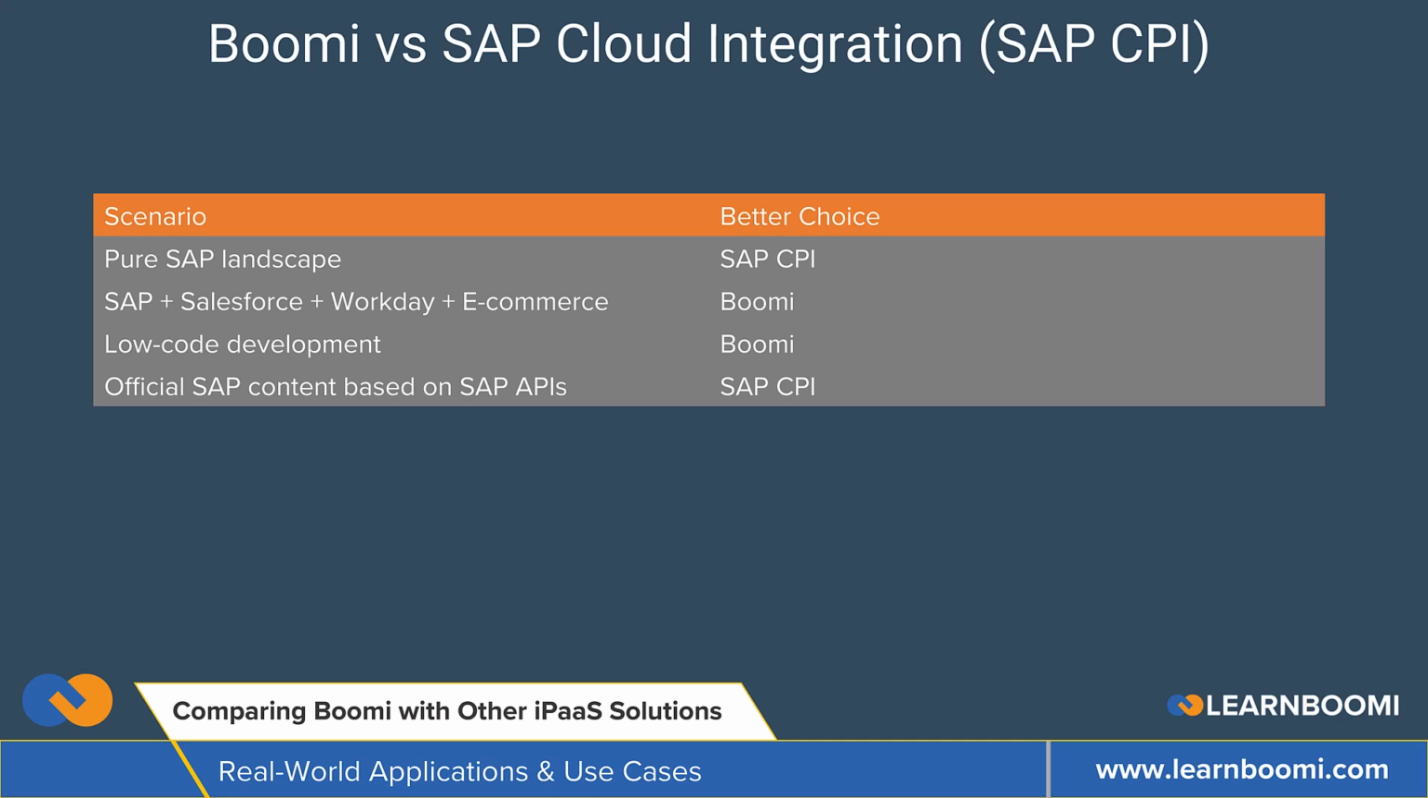What is the ideal use case? If you have a pure SAP landscape, SAP CPI is a better choice. If you have SAP, Salesforce, Workday, e-commerce, Boomi is the right choice. If you prefer low-code development, Boomi is the perfect choice. If a company uses SAP ERP and relies heavily on SAP APIs, then SAP CPI is the right choice.